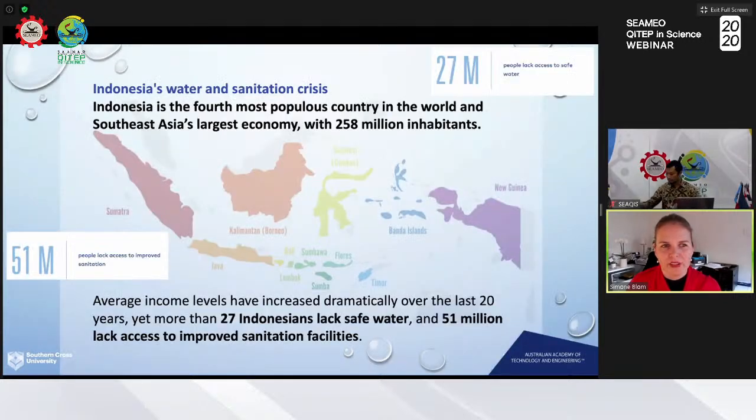It's also found that Indonesia has its own water and sanitation crisis as the fourth most populated country in the world, with Southeast Asia's largest economy and 258 million inhabitants. 27 million people lack access to safe water, and 51 million people lack access to improved sanitation. So we can see for Indonesia that the complex issue of water is paramount, and it's important that students are given the opportunity to engage with this.